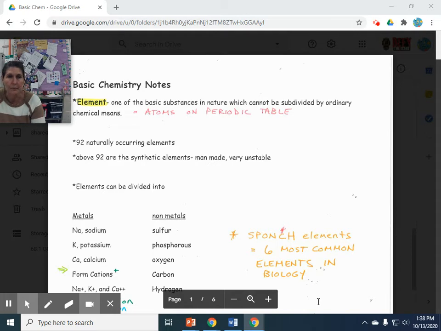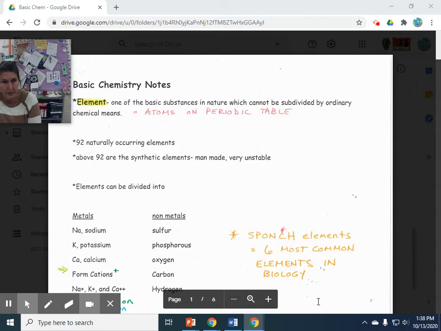You guys will see a copy of your periodic table, so it will help you with a worksheet or two that you guys will see along the way. And what you guys are going to see on that periodic table are your elements. So basic substances in nature, which can be subdivided by ordinary chemical means, meaning basically everything on that periodic table is an element. It's made up of all the same type of atoms put together, making up that particular element.